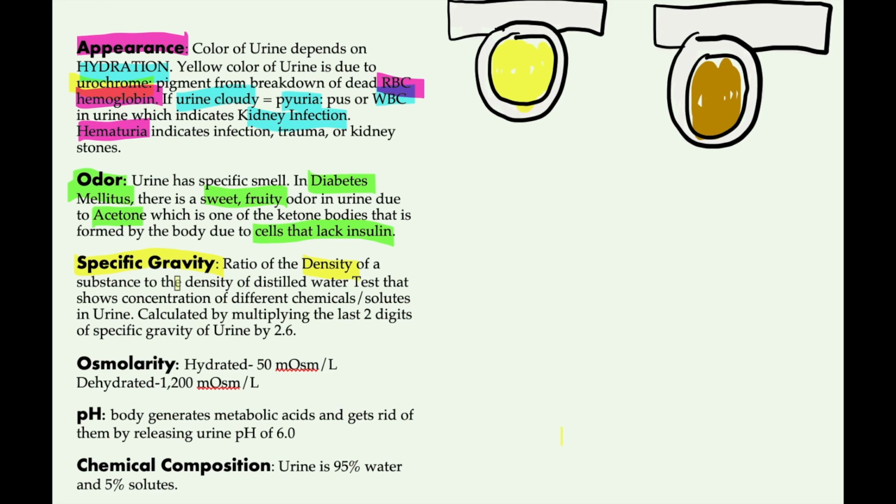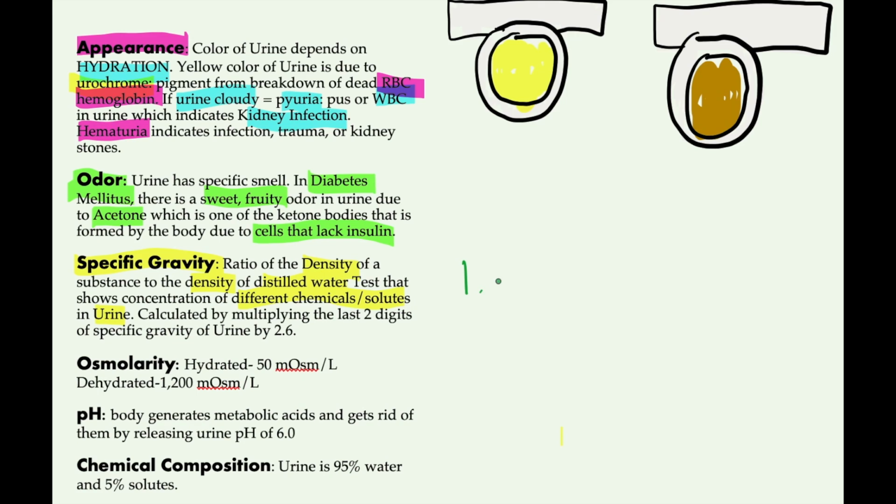Now the third component or property of urine is specific gravity, which is the ratio of density of a substance to the density of distilled water. So distilled water is just 1.00 specific gravity. Now, specifically in the specific gravity of the urinary system, this test shows concentration of different chemicals/solutes in urine. Now, this is calculated by multiplying the last two numbers of the specific gravity of urine by 2.6.